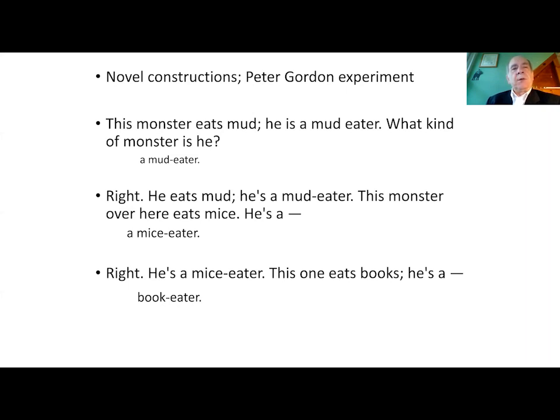So the child has come up with this compound noun on his own. But moreover, the child has done something surprising. He's dropped the S. He doesn't say it's a books eater. He says it's a book eater. And this is the way you and I speak. When we form a compound noun from a plural noun and some suffix, we drop the S. And this is just baffling because obviously no one has told the child to drop the S. The question is, why does the child drop the S?